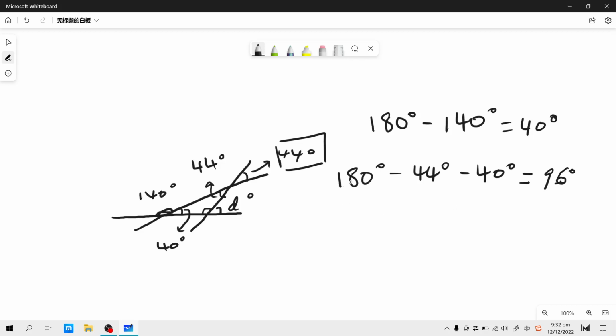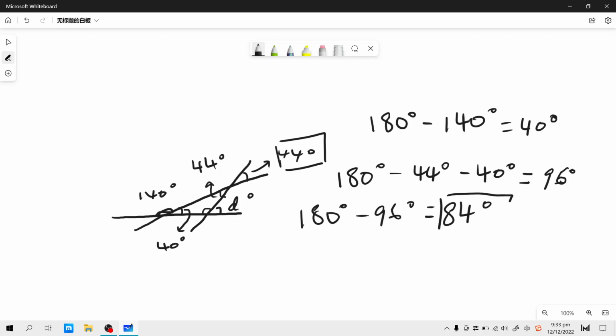Okay, you might ask, why is there a 180 degrees here? Because the total of the angles in a triangle is 180 degrees. That's why I put 180 degrees here. This is for the triangle: 1, 2, 3, three angles. So this angle here is 96. To find D, this is the straight line as I said, so it's just 180 degrees minus 96 degrees, which equals 84 degrees.